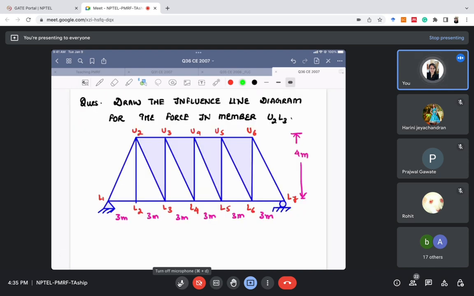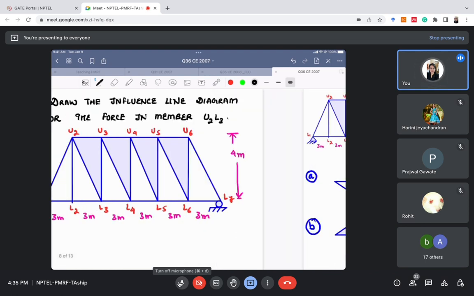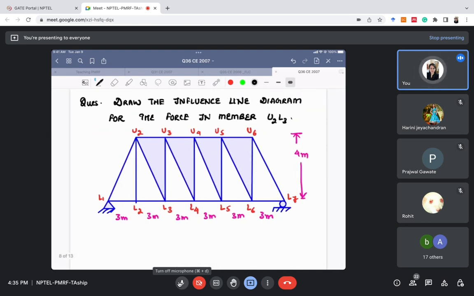A truss which is looking very complicated here, but you'll see it's very easy, similar to what we have done till now. Maybe you can try it on your own. I'll give you some time. At least you can rule out the wrong options.